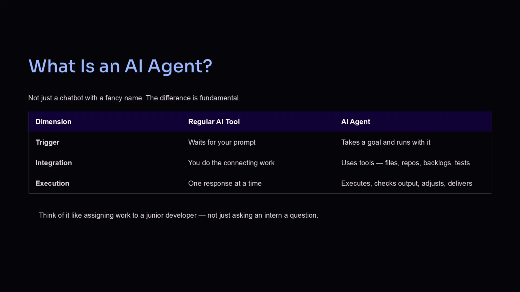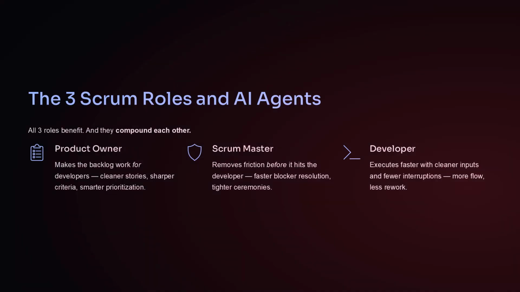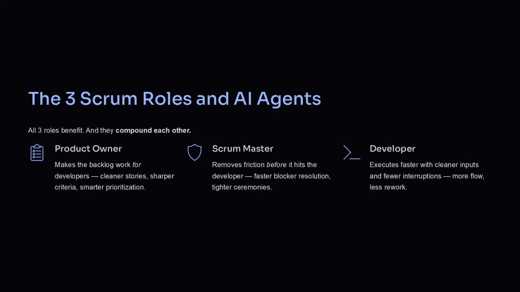An AI agent is different. It takes a goal, figures out the steps, uses tools, your files, your test runner, your backlog, your docs, and it executes. It checks its own output, adjusts, and comes back with a result. You hand it a task, it runs the task, you review the outcome. Think of it like the difference between an intern who answers questions and a junior team member you can actually assign work to. Now let's walk through all three Scrum roles, Product Owner first, then Scrum Master, then Developer, because understanding all three is what makes the developer's life actually better.